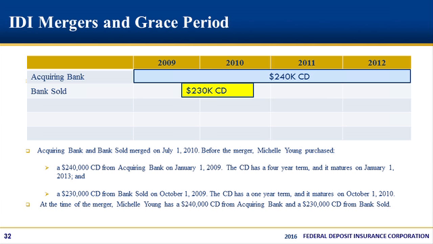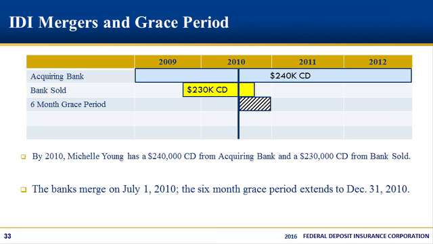Michelle also purchased a $230,000 CD from Bank Sold on October 1st, 2009. The CD has a 1-year term and it matures on October 1st, 2010. This CD is represented in yellow on the slide. At the time of the merger, Ms. Young has a $240,000 CD from Acquiring Bank and a $230,000 CD from Bank Sold.